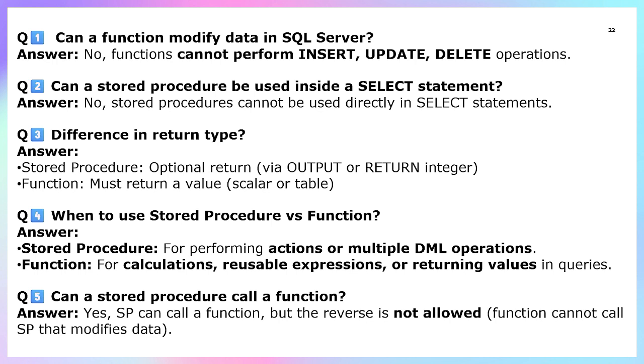When do you use a stored procedure versus a function? A stored procedure to perform actions, multiple DML operations, whereas a function is for calculation, reusability, expressions, returning a value. Many times the interviewer asks this question: what is the difference between when we use a stored procedure and when we use a function. So a stored procedure is to perform multiple DML operations like insert, update, delete, and a function is to calculate, reuse expressions, or return a value in a query. Can a stored procedure call a function? Yes, a stored procedure can call a function, but the reverse is not allowed. Means a function can't call a stored procedure.